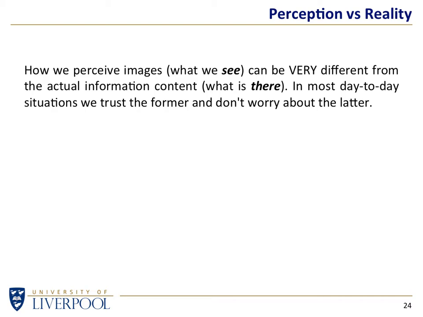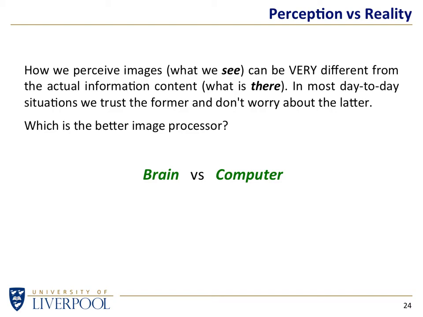So, for instance, the main problem I will show in a couple of slides is that what we see isn't always what's actually there. In other words, we see what we think we see. Your brain is taking an awful lot of shortcuts. In some sense, your brain is doing an awful lot of image processing whilst you're looking at an image, trying to figure out what it actually is. So you can ask, well, which is the better image processor? Is it a brain or is it a computer?